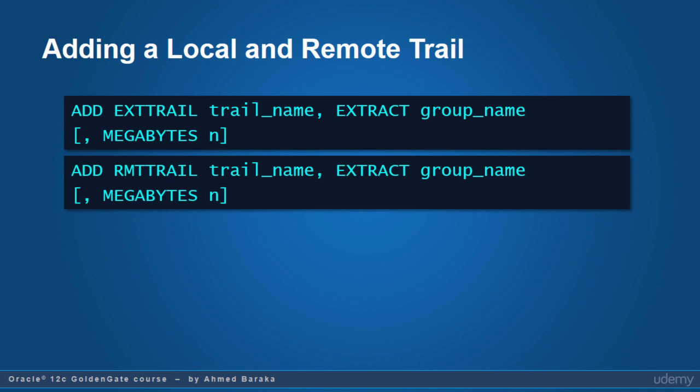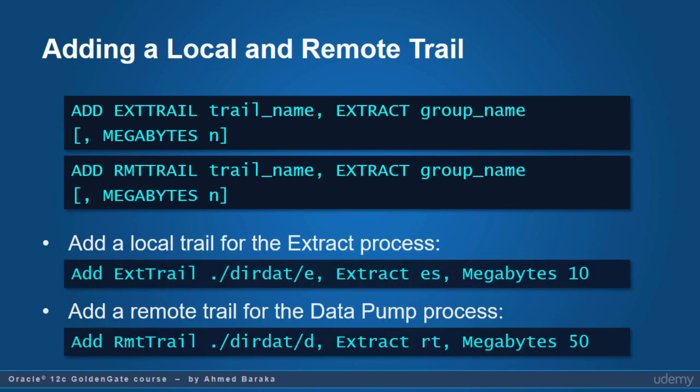You can optionally define the maximum size in megabytes of a file in the trail. The default is 500. To create a trail on a remote system, use the command ADD RMTTRAIL. The syntax of this command is identical to the ADD EXTTRAIL command. Here are examples of configuring local and remote trail files.